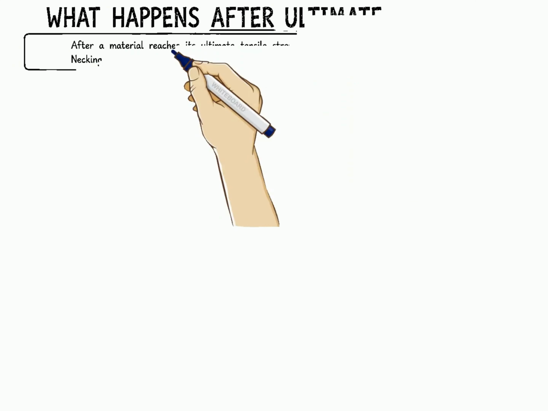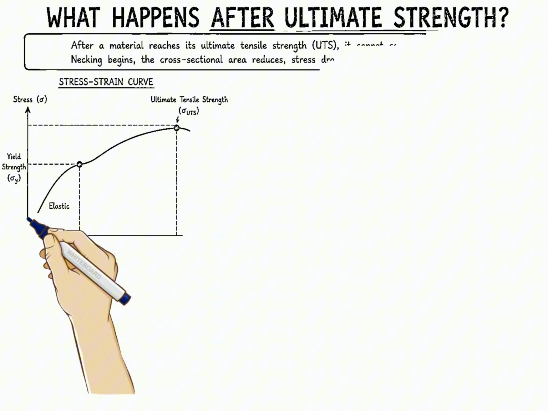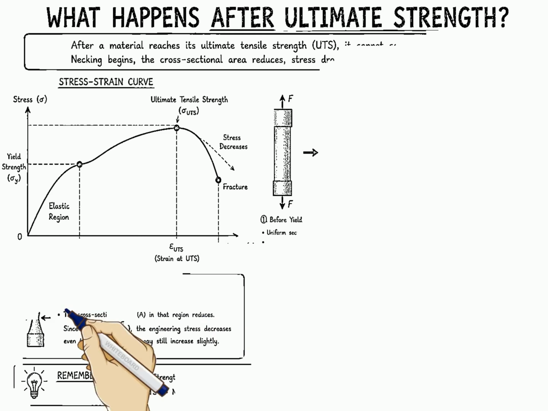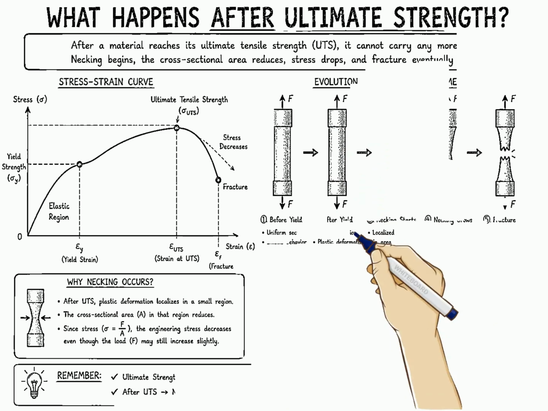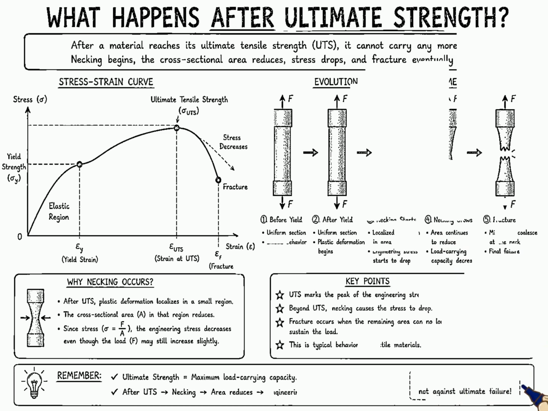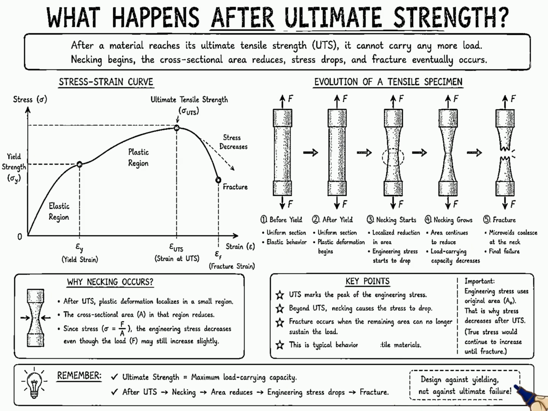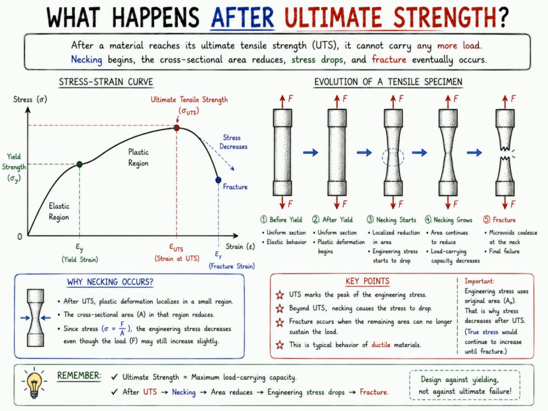After reaching UTS, deformation becomes localized in a small region called the neck. As the cross-sectional area reduces, stress concentration increases. Microvoids form and grow until cracks develop. Eventually, the remaining area can no longer support the load, resulting in fracture. This is the final stage of ductile failure.